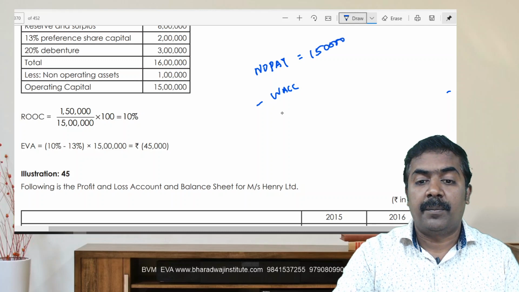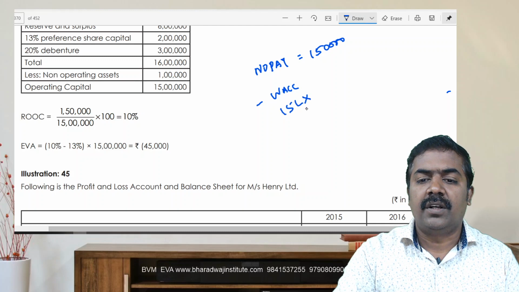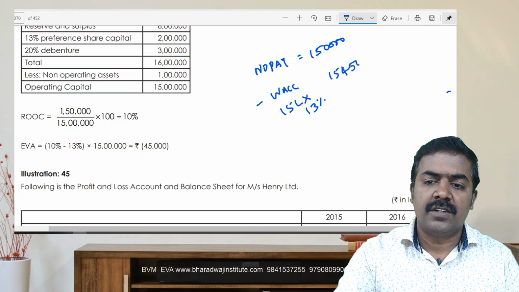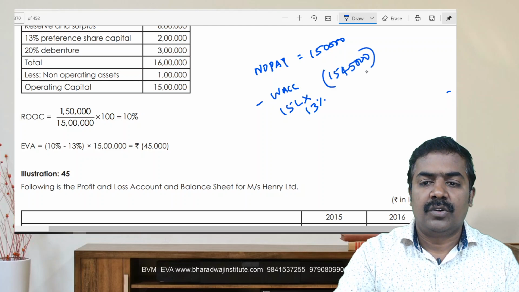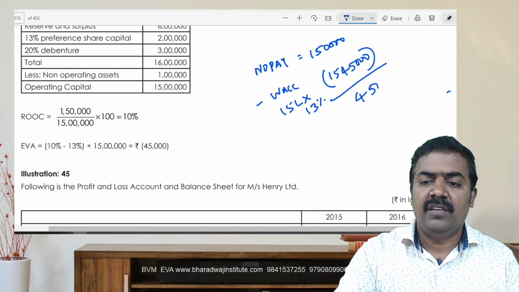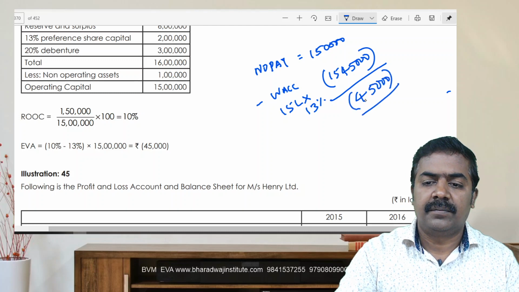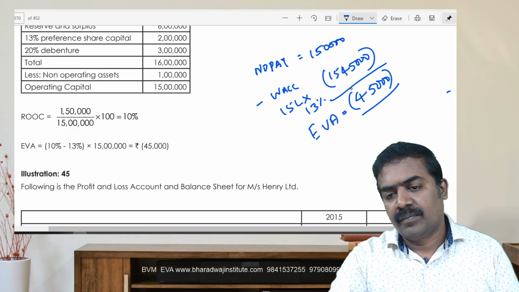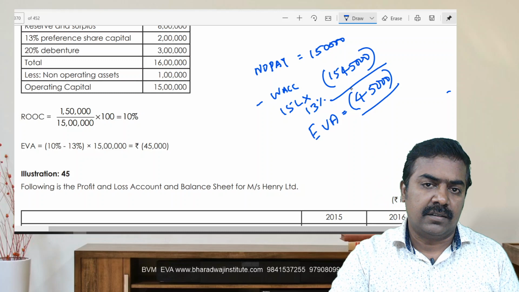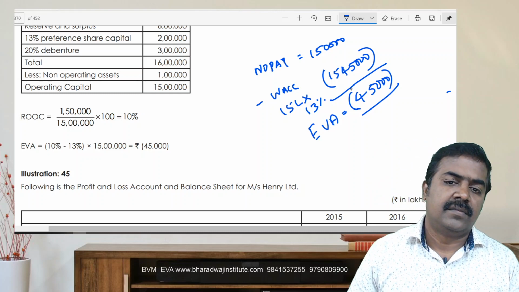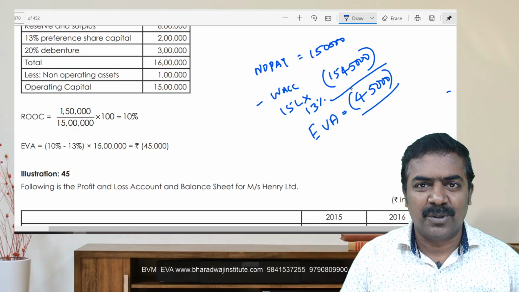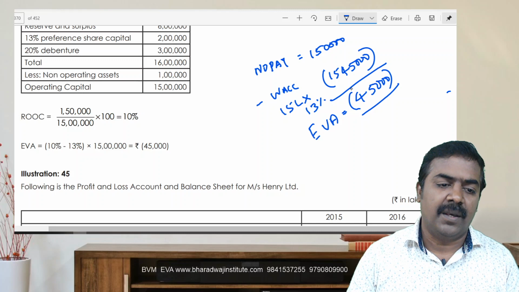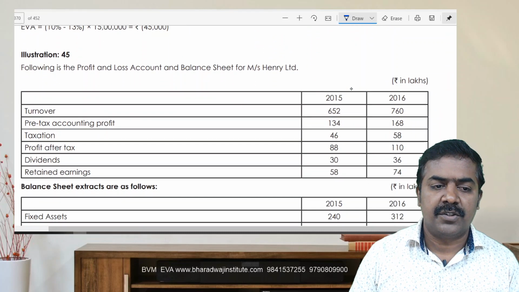What is weighted average cost of capital? 15 lakhs into 13%. You will get 15,45,000 is the cost of capital. So when you reduce it, EVA becomes negative value. You are not able to earn adequate return for the funds employed. So for examination point of view, how to work out EVA? Simple. Work out NOPAT minus weighted average cost of capital, you will get what? EVA.